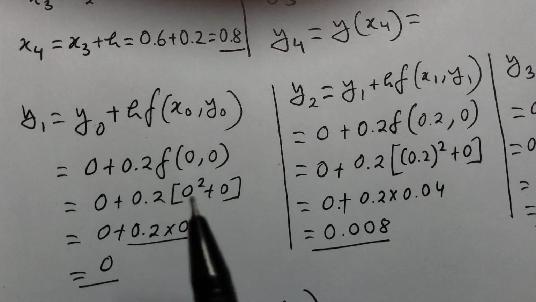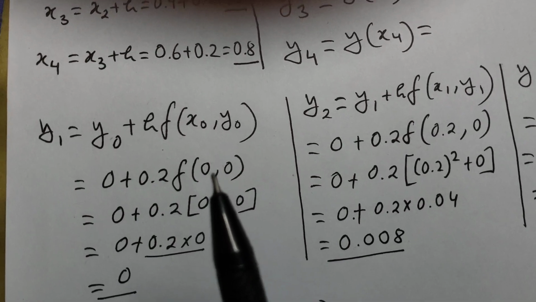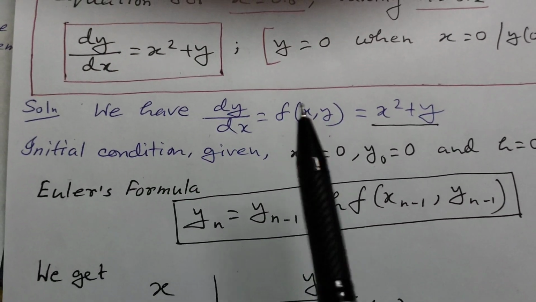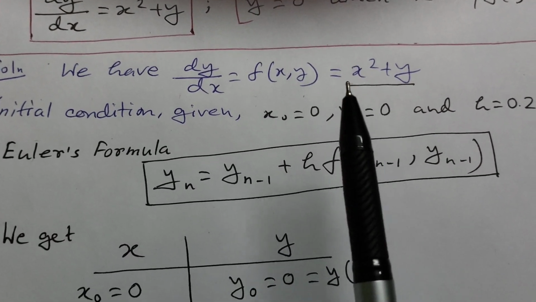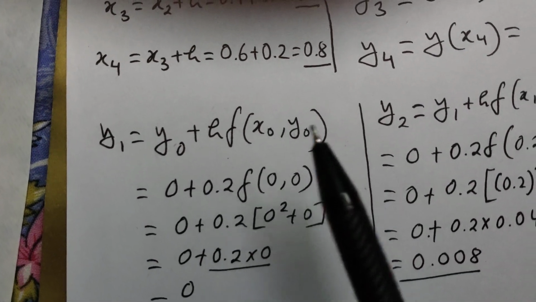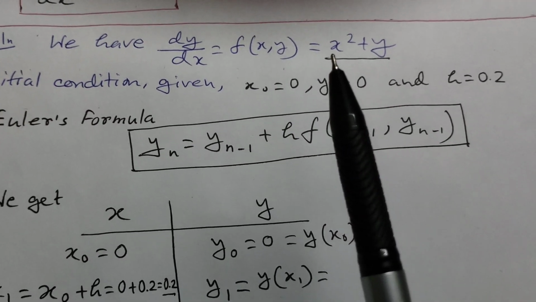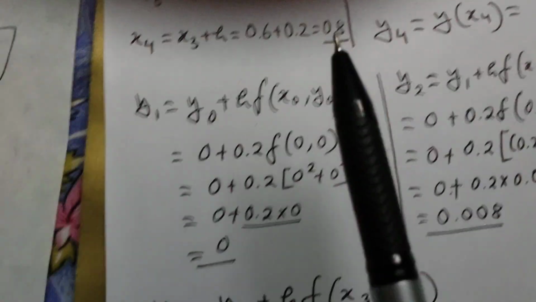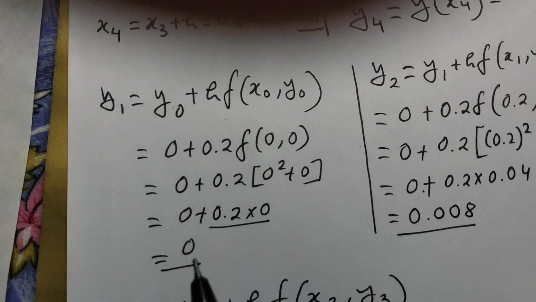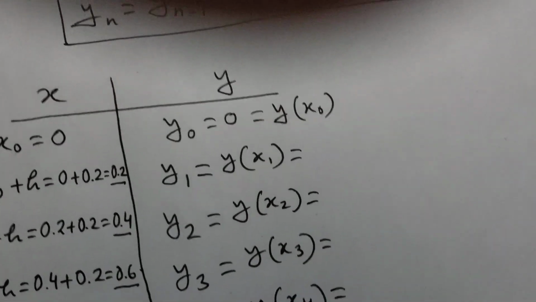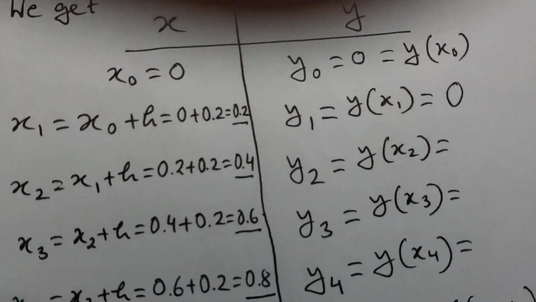So by this way we will get the value. And f(x0, y0), according to the question dy/dx equals f(x, y), that is f(x0, y0) in this case, it will be x squared plus y, that means x0 squared plus y0. So here x0 squared, that is 0 squared plus 0, so 0. So now y1 becomes 0, right? So for y1 we have got the value as 0.